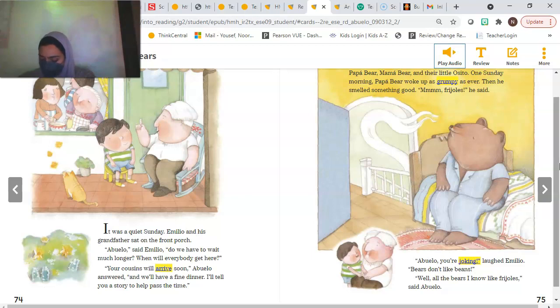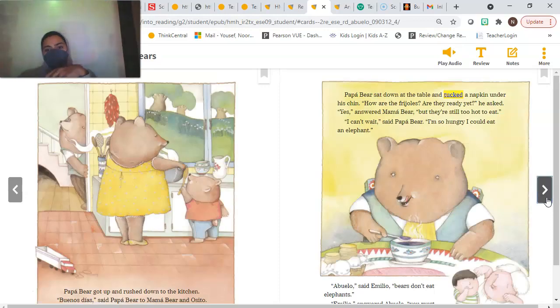Abuelo says he will tell Emilio a story while they wait. Then Abuelo begins to tell a story about three bears, Papa, Mama, and Osito. As I read, I will retell the events in the middle and end of the story to make sure I understand what happens to Emilio and Abuelo and to the bears in Abuelo's story. What do you think the middle part of the story will be about? Do you think it's going to be about Emilio or do you think it's going to be about grandfather's story? Grandfather's story. Let's read to find out.